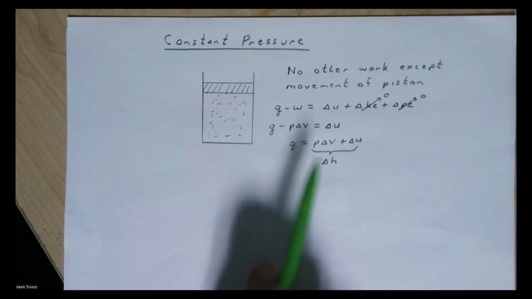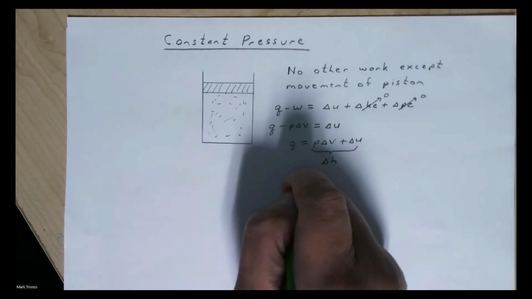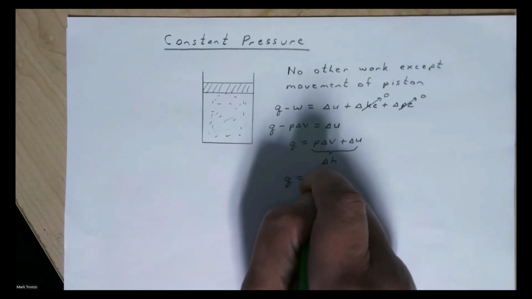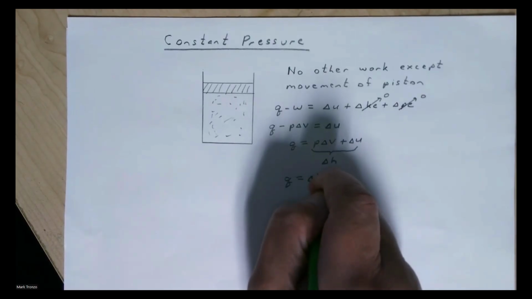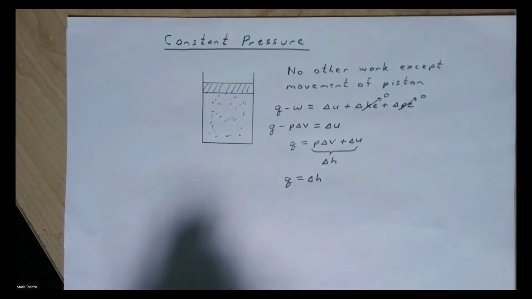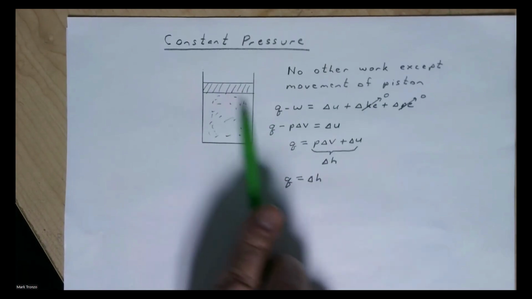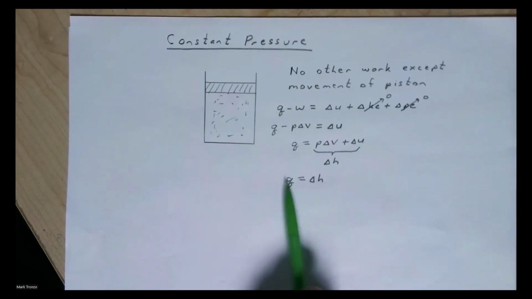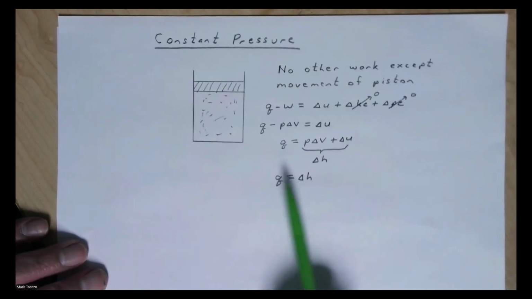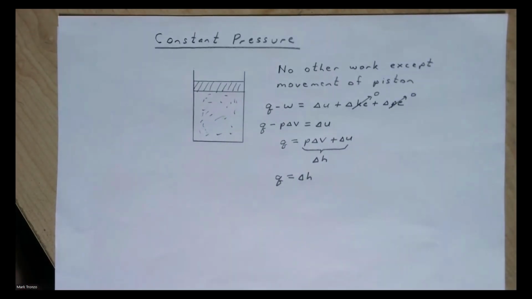Again, that's only going to be true. We can use this equation here, which again comes down to Q equals delta H. And we can only do that in the case there's no other work, there's just this piston, constant pressure, and we can use this. We're going to look at a couple of problems using this.